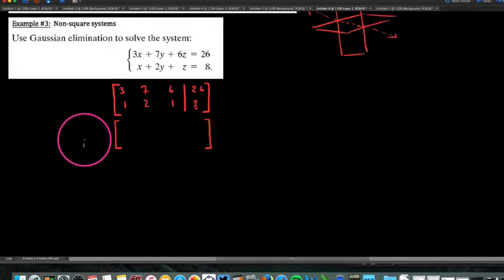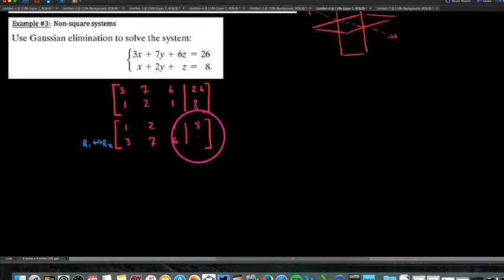We're going to write our row operation here. Row 1, what it did was we switched it with row 2. So we get a 1, a 2, a 1, and an 8. Our second row would be a 3, a 7, a 6, and a 26. Now we're going to use that 1 to get rid of the 3 below it. As is the typical method, we take the opposite of the number we're trying to cancel out, multiply it by the row, and add it to that number. In other words, we're going to take negative 3 times row 1 and add it to row 2.